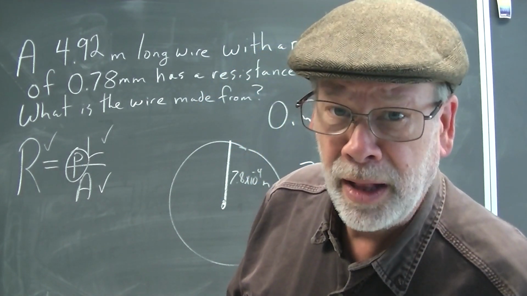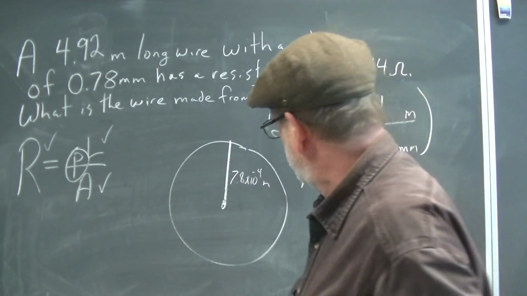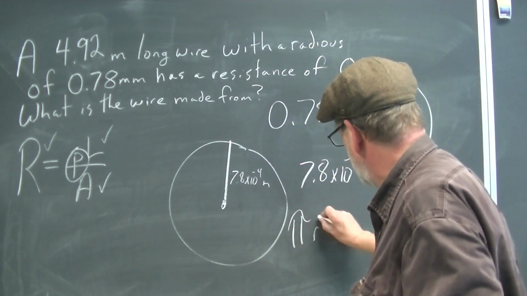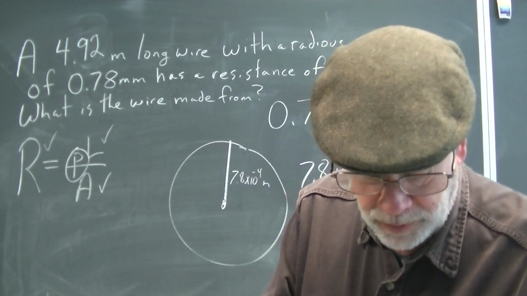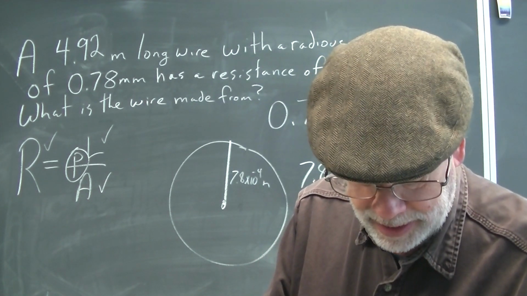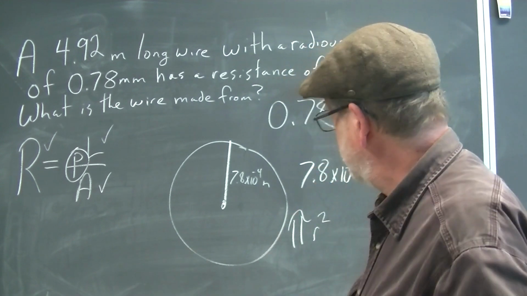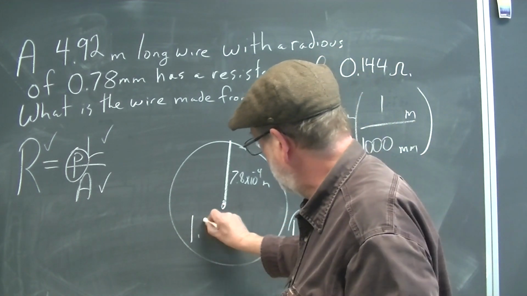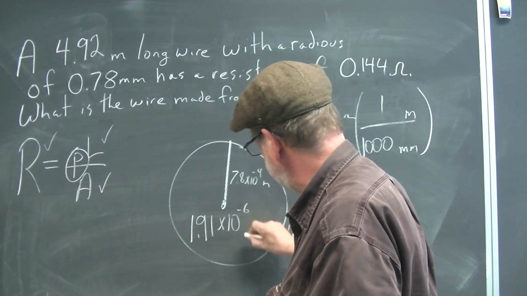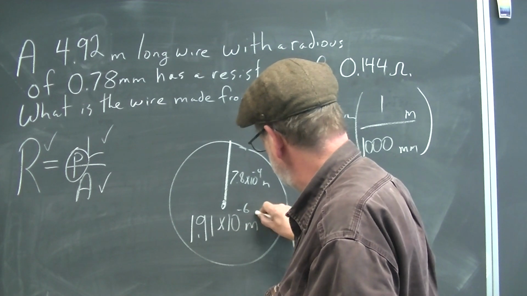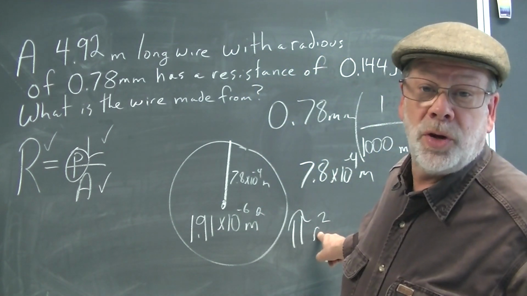Okay, just ringing some bells. What do we do with that? Well, pi r squared. Pi r squared. So take the radius that you have now, hit x squared, and then times pi. What do you get? Okay, so the area there is 1.91 times 10 to the minus 6th meters squared. That radius was squared, so of course the units are squared too.